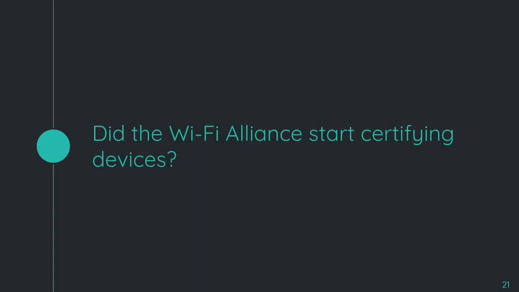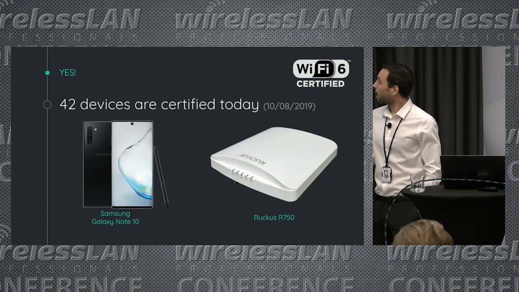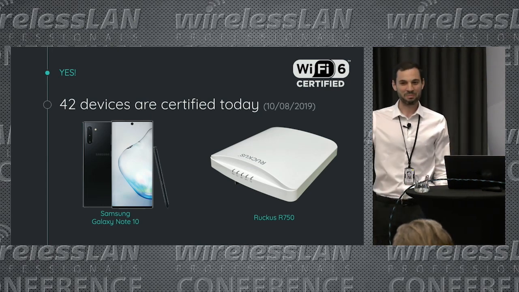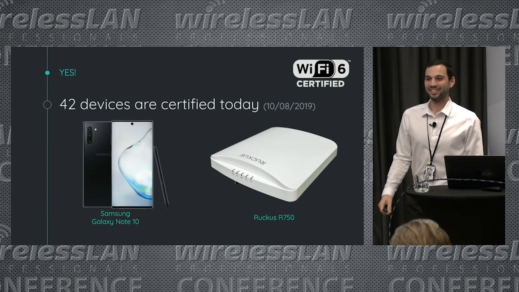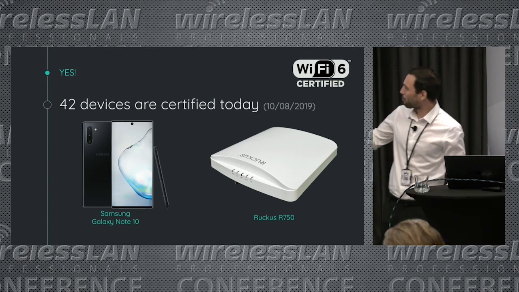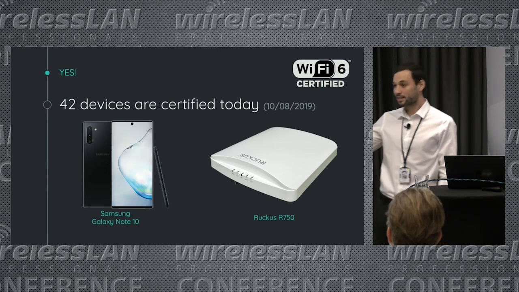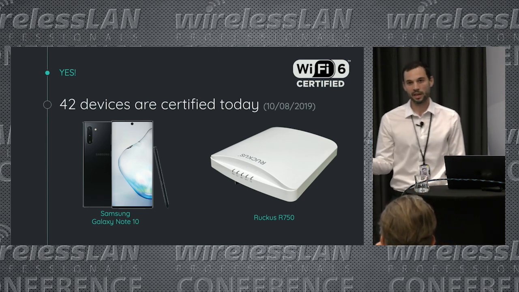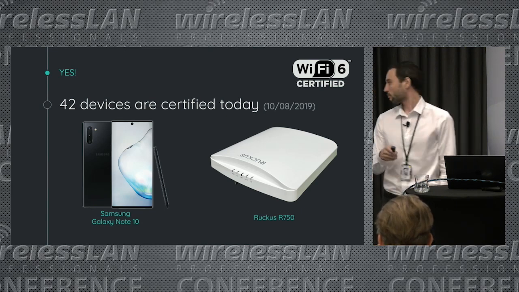Did the Wi-Fi Alliance start certifying devices? Yep. As of today, 42, but that number changes every day. I had to update my presentation every day. I just kept watching Francois refresh the page. I'll show you how we can get that information. But as of today, 42 devices are now certified Wi-Fi 6. The first client device to get certified was the Samsung Note 10, and the first access point to be certified was the Ruckus R750.